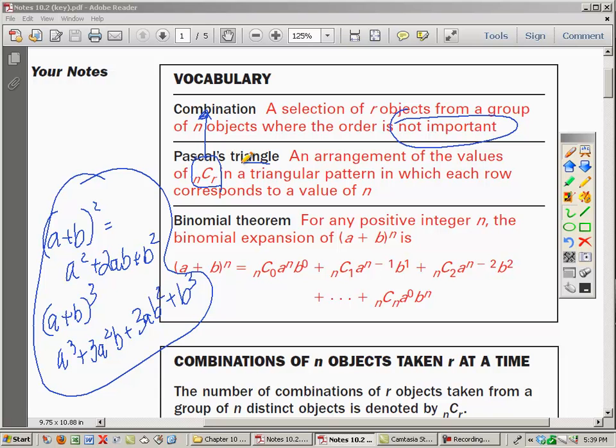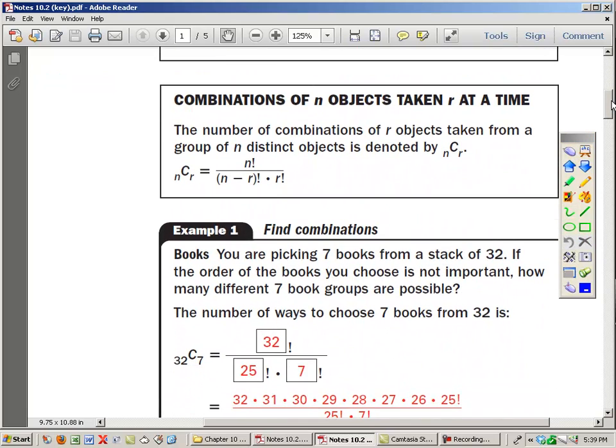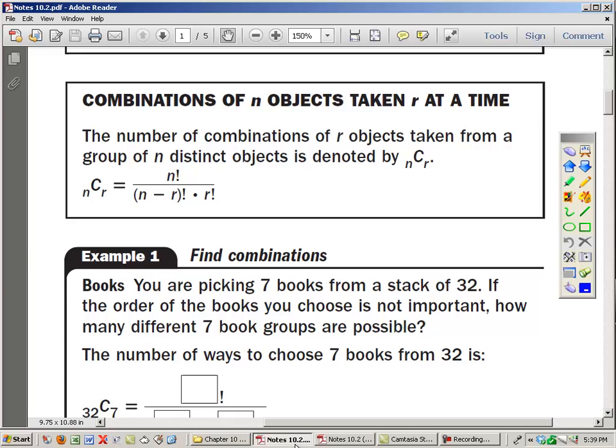All right? So don't worry too much about all of this notation. This is really confusing. Basically, the binomial theorem allows you to expand (a plus b) to the n power, where n is something larger than 2 or 3 or 4. It's actually any integer value for n. Okay? All right. So let's take a look at combinations of objects chosen r at a time.